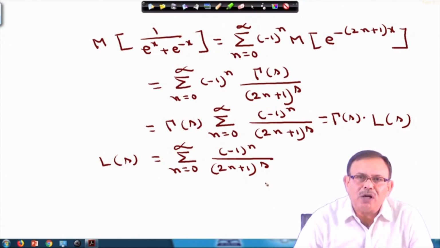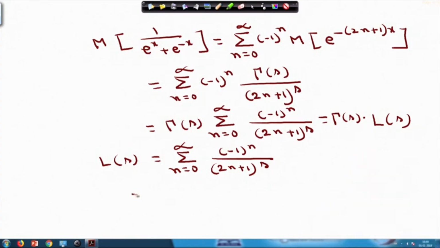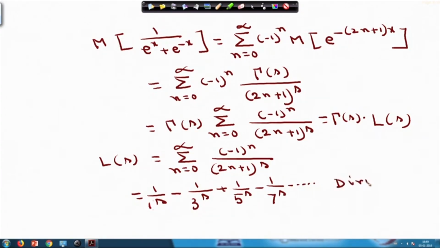twice n plus 1 whole to the power s, and this series, if you evaluate it, is 1 by 1 to the power s minus 1 by 3 to the power s plus 1 by 5 to the power s minus 1 by 7 to the power s, and it continues like this. This series is known as the Dirichlet L function.